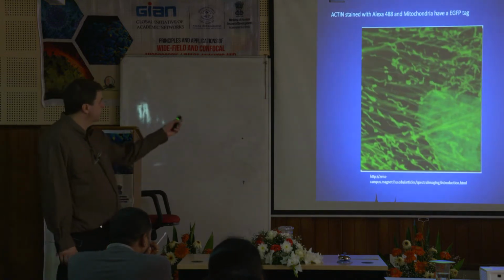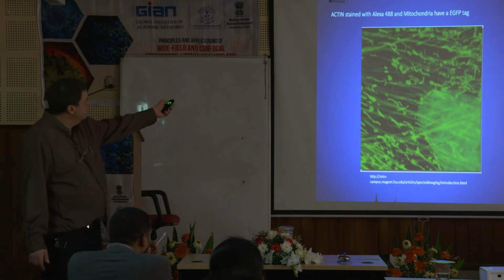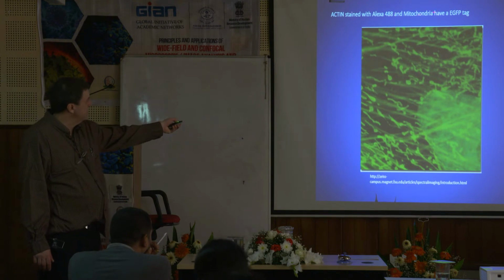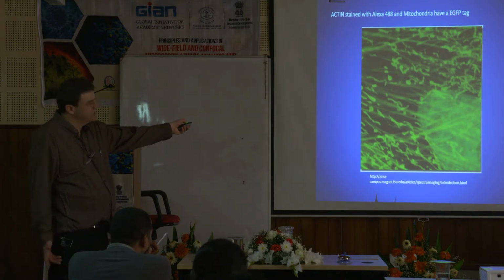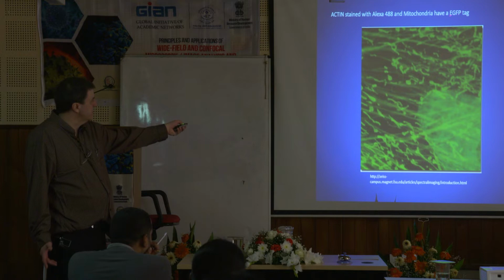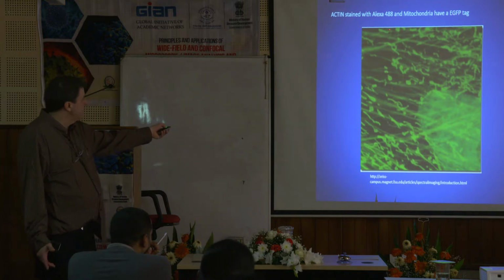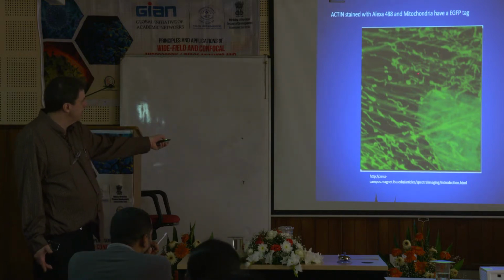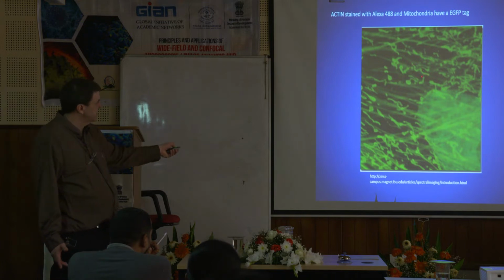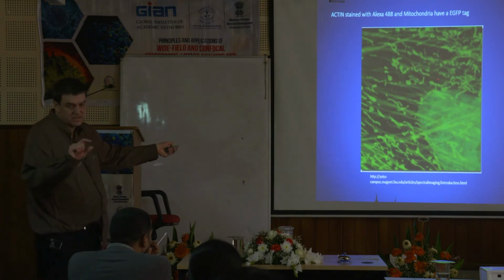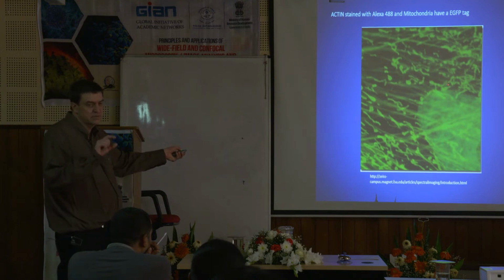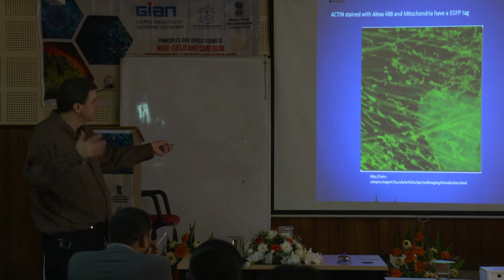Okay, so for example, you have here, the example I picked, you have Alexa 488, which we know is green. EGFP is just a variant of GFP, green fluorescent protein. And you have the mitochondria, EGFP, these are mitochondria. Mitochondria often look like little sausages. I don't know, you guys probably don't eat sausage, do you? Sausage, you do? Okay, so you get the idea, sausages.